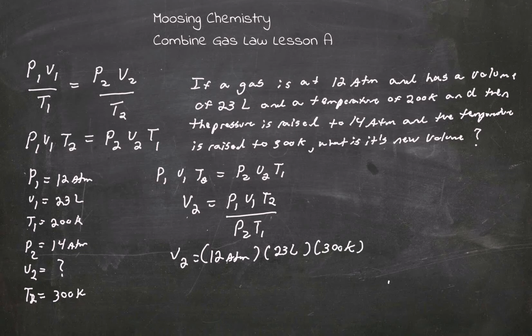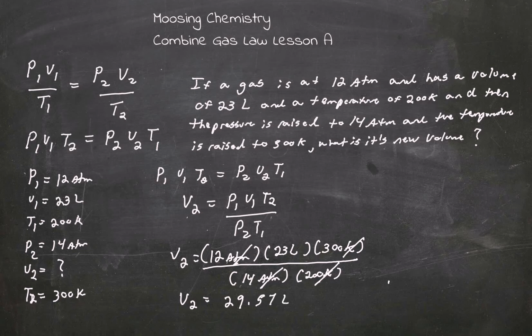All right. And now we're going to put this underneath here and get 14 atm times 200 K. All right. Now we're back on track. K's cancel out, atm's cancel out. So V2 is going to equal 29.57 liters.